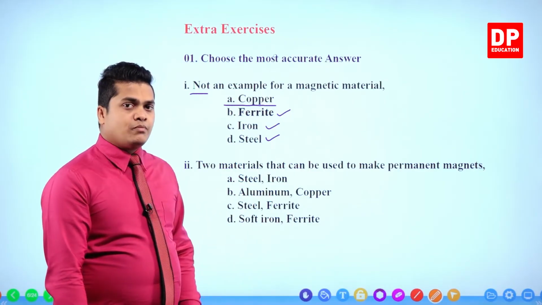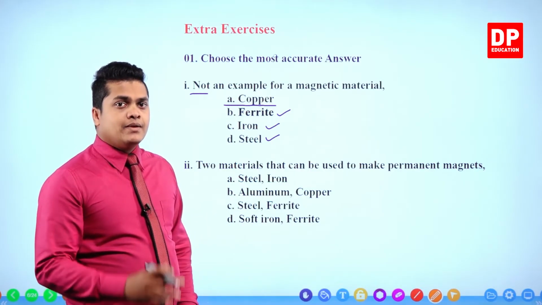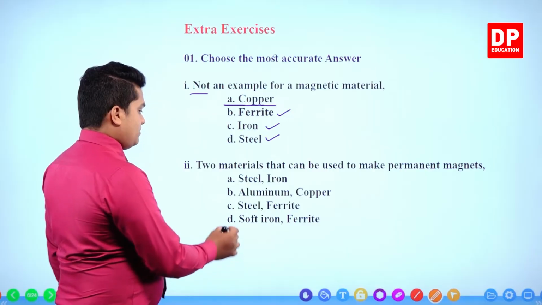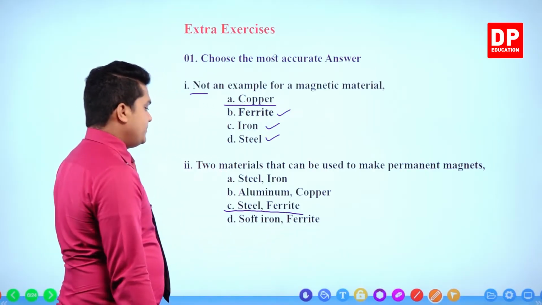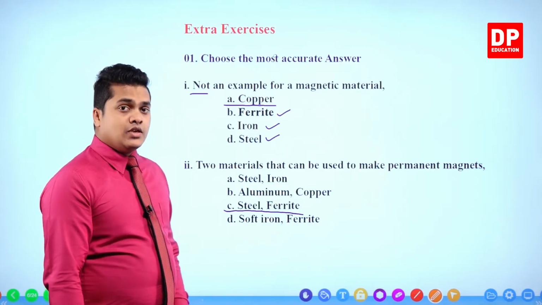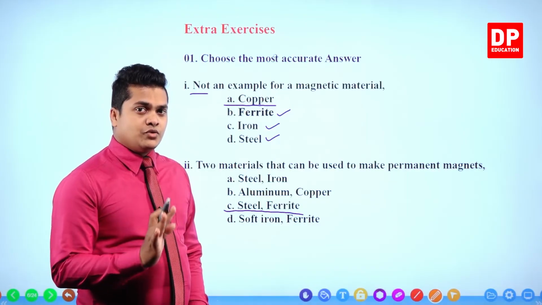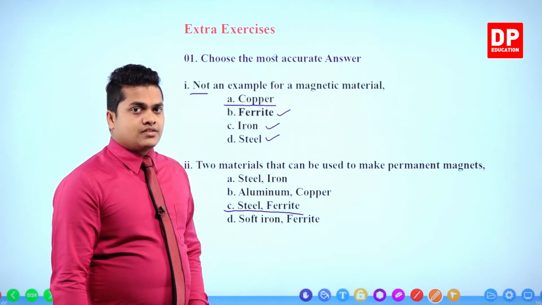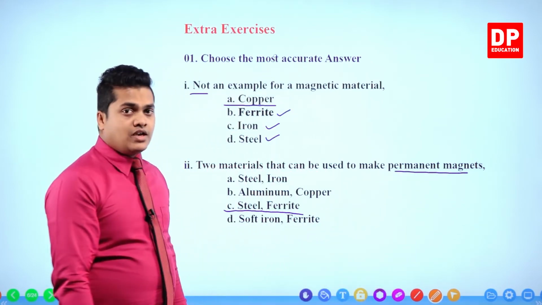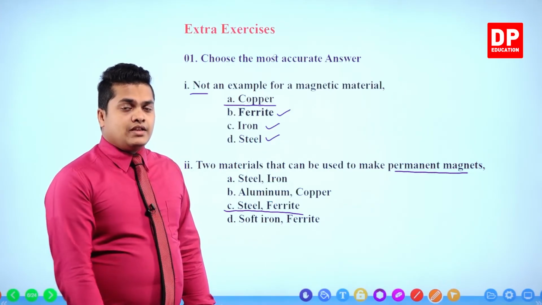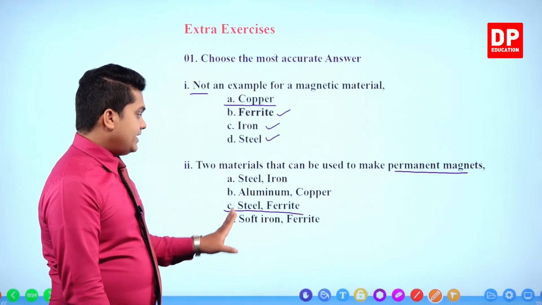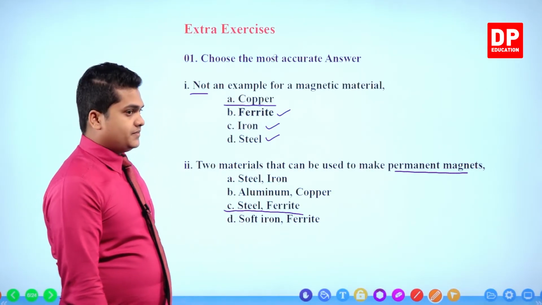Aluminium and copper, both of these materials do not show any magnetic properties, so that is also incorrect. Then here you can observe the third response, the correct answer, steel and ferrite. We'll move on to the fourth one also. It's given with soft iron. Soft iron is a material used to create temporary magnets, but not permanent magnets, my dear children. We are being asked to find the materials used to make permanent magnets. So we use ferrite and steel to create permanent magnets.